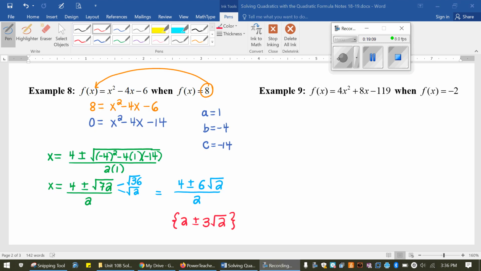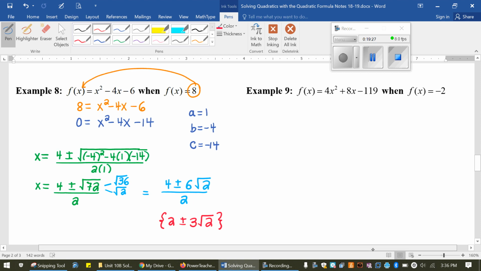All right, how did you do? Did you remember to break down 72 with a perfect factor of 36 to make the square root of 72 become 6 root 2, and then also 2 divides the 4, and it has to divide the 6.